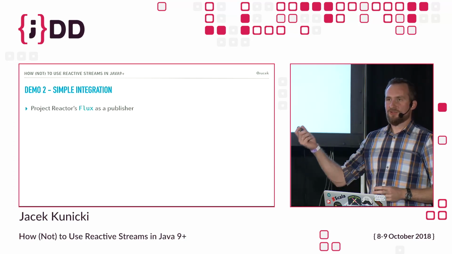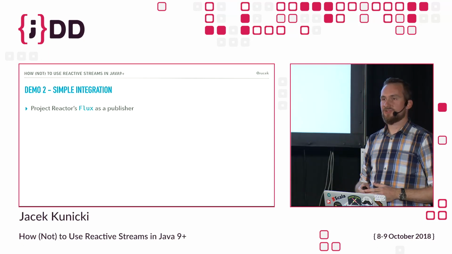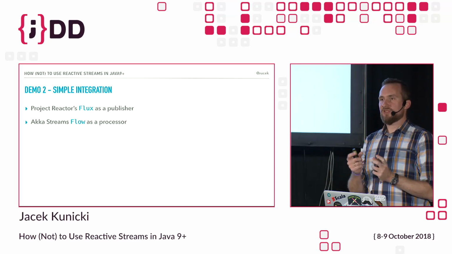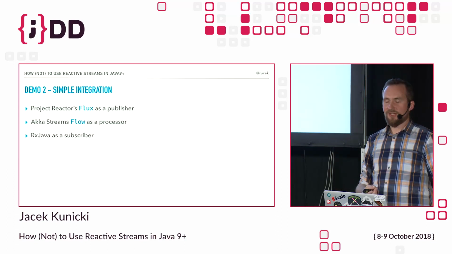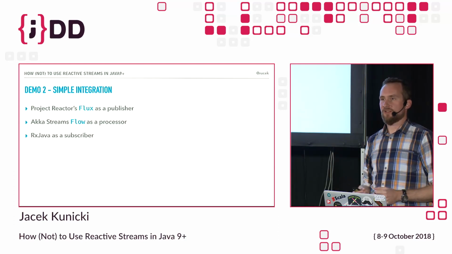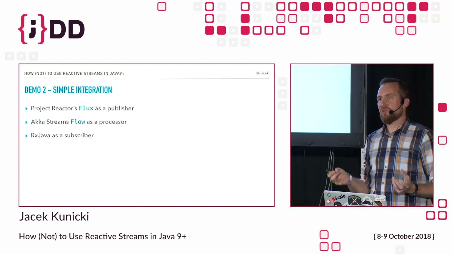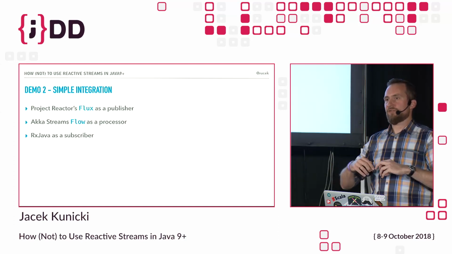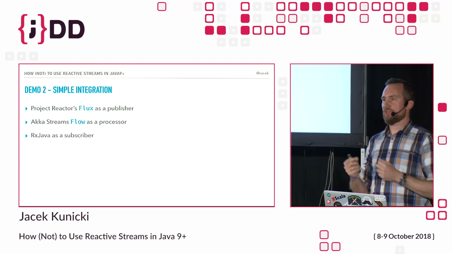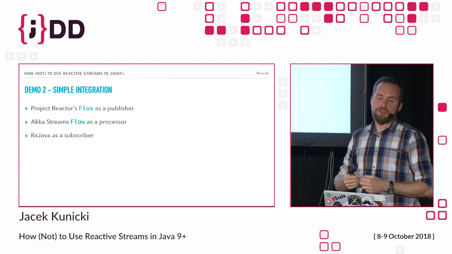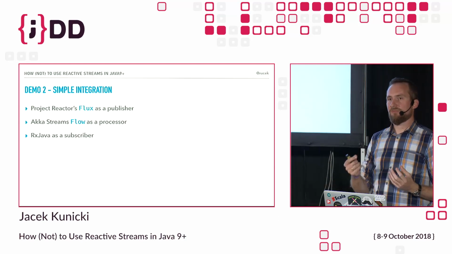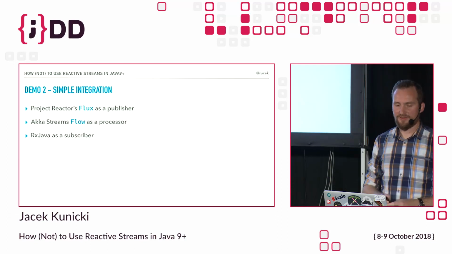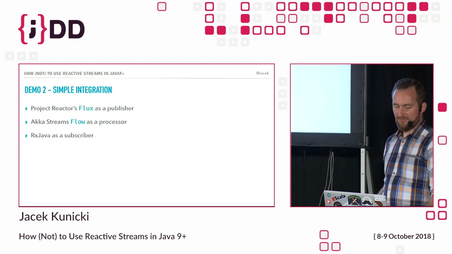So we're going to take a source of our data from Project Reactor. This is going to be a Flux. Then we want to use Akka Streams as the processor, doing something with our data. And then we want to take RxJava as a subscriber for our data. So this demo is going to show that, using the interfaces from the JDK, we are able to use different implementations. And in the future, if we had some more complex stuff implemented in a way that adheres to those interfaces, we would be able to connect them in a similar fashion.